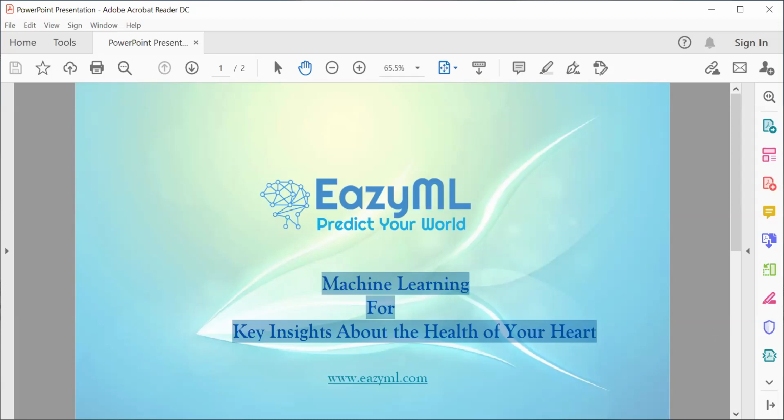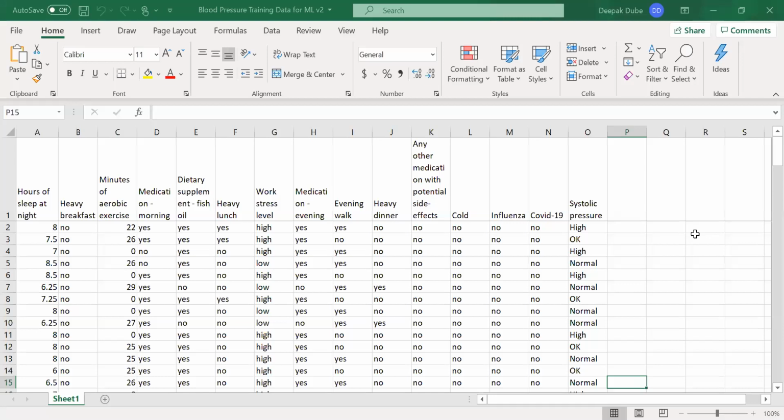So as we start with this machine learning exercise, let me take you through the specifics of how it can be done. I'm going to share with you the training data, and it's a simple Excel spreadsheet. You see, machine learning needs to be trained to understand how your heart behaves. It needs training data. Well, here it is. A simple Excel spreadsheet documenting various parameters that influence your systolic pressure.